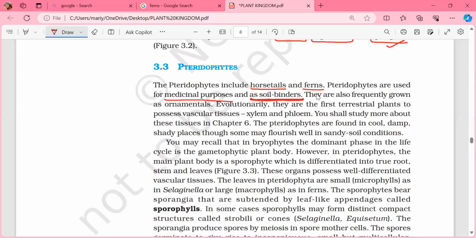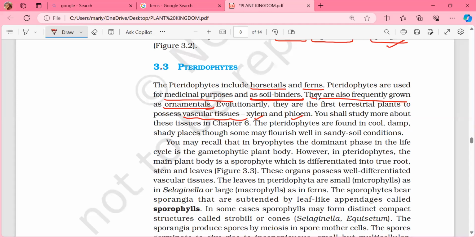Up till the bryophytes, we saw that they had leaf-like, stem-like, root-like structures. But now we will find real root, real stem, and real leaf: true root, true stem, and true leaves. Also, they are the first terrestrial plants to possess the vascular tissues, which are xylem and phloem. Up till bryophytes, there were no vascular tissues because they were very primitive.